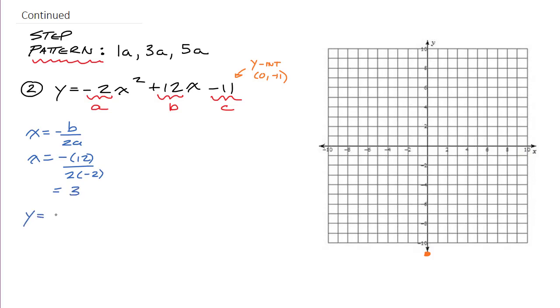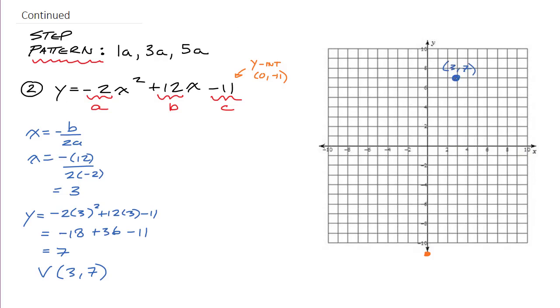And let's sub 3 into the equation to find the y-coordinate of the vertex. All right, so what do we got here? 3 squared is 9. 9 times negative 2 is negative 18, plus 36, minus 11. So 36 minus 18 is 18, minus 11 is 7. All right, so our vertex is 3, 7. So 3 over, 7 up. Here we go.